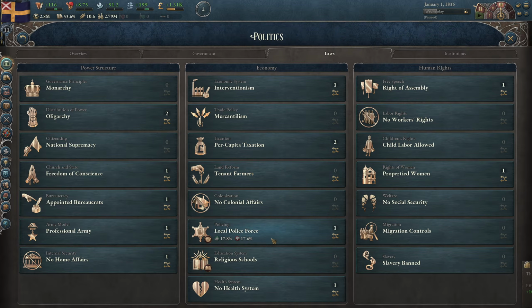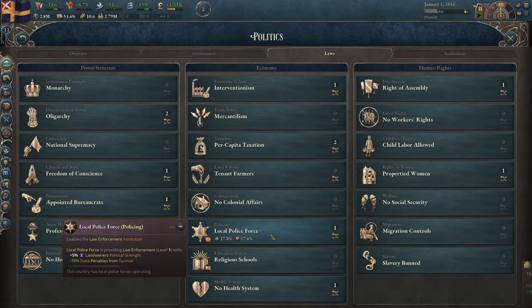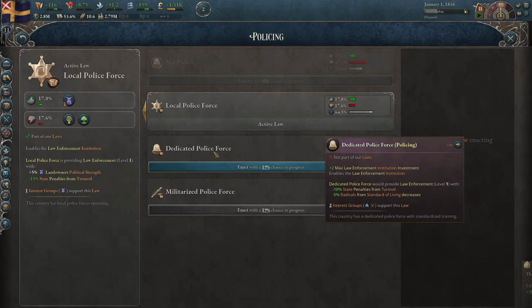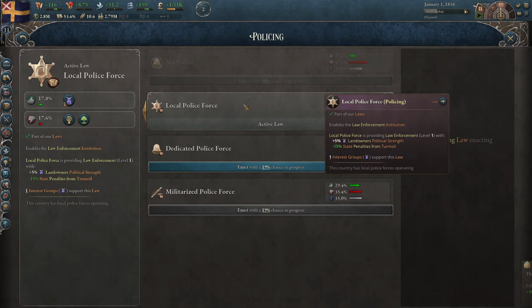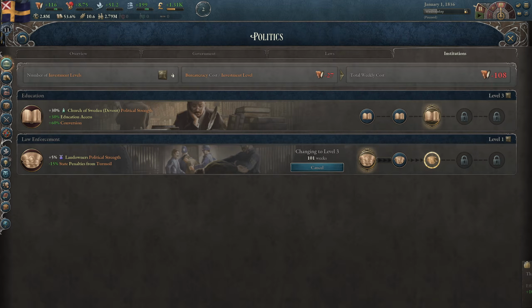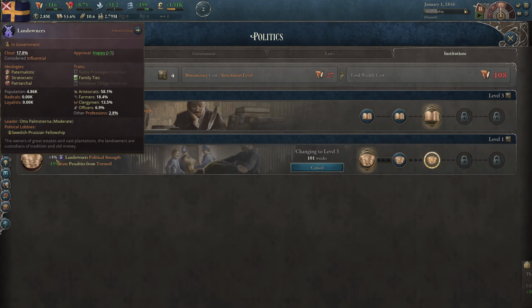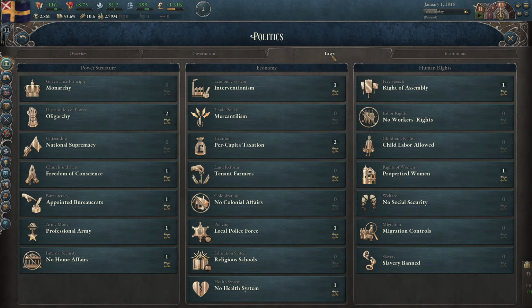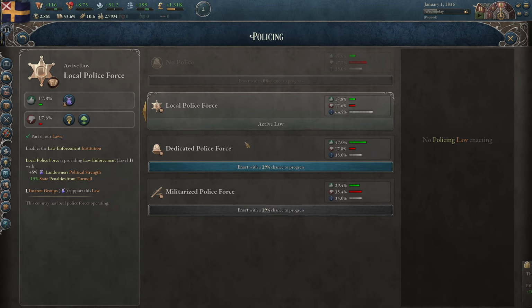So maybe we can do something there. We also have our local police force that makes the landowners more powerful. When we click here, we can also go to a dedicated police force and not a local police force. The local police force is helping the landowners' political strength. And maybe you remember that we are increasing our institution right now to level 3, which will make the landowners 15%. But we can change the law over here towards dedicated police force.